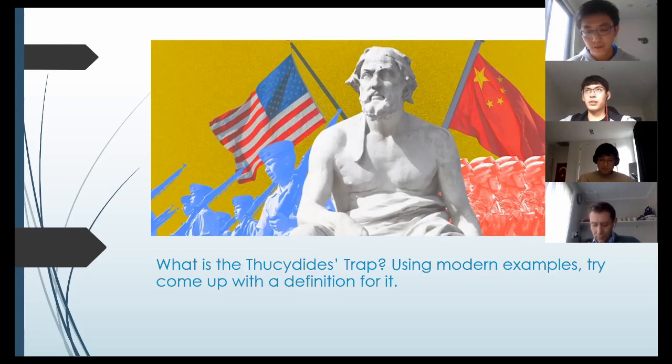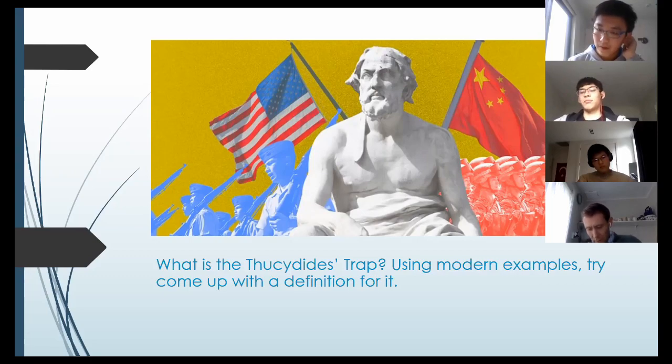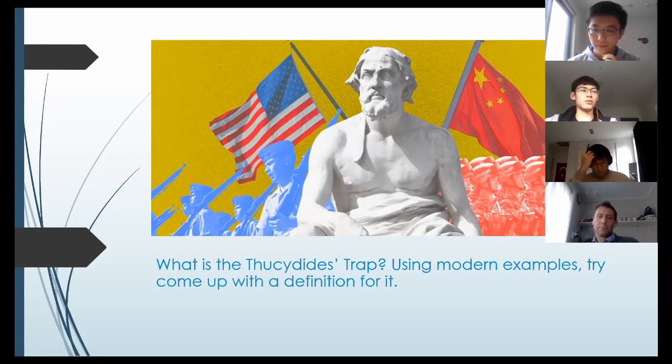Does anyone have anything else to add? Basically, it's the theory that conflict will always arise between a rising power and an established power. Something like the established power of the United States in modern days and the rising power of China. And it comes from how Athens was rising in ancient Greece, and that scared the Spartans. Yeah, some very valid examples.